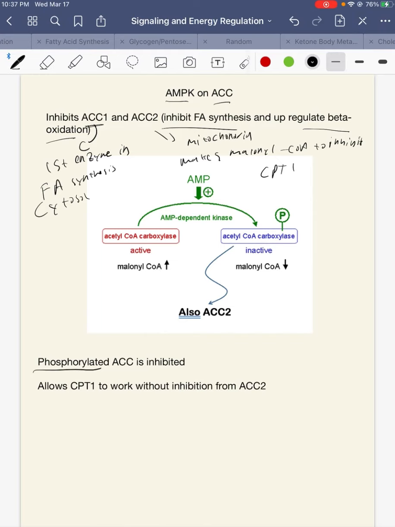Phosphorylated ACC is inhibited, so AMPK comes in, adds a phosphate on ACC, and then it becomes inactive. So remember, because we're inhibiting ACC2, this allows CPT1 to run forward without being inhibited, so this will upregulate beta oxidation in the process.